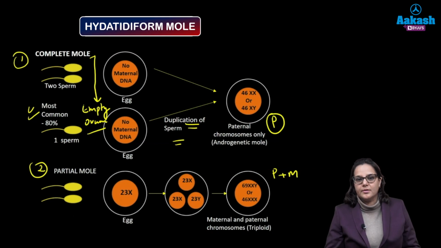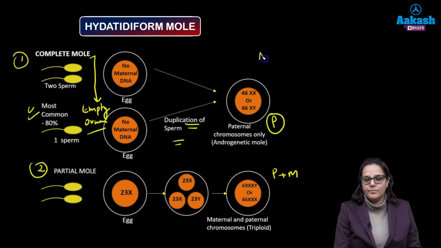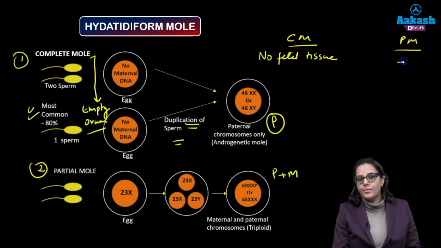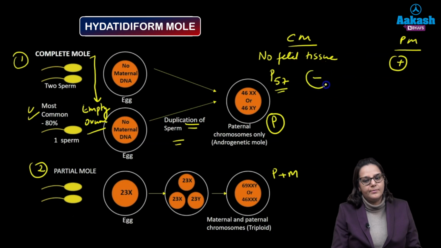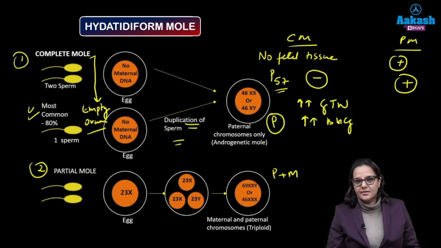Now there are some points to note over here. Since the complete mole is only of paternal origin, there will be no fetus formed. So no fetal tissue will be present in the complete mole, whereas in the partial mole, fetal tissue might be present. There is another stain, the P57 stain. It stains positive only when the maternal chromosome is present. So it will be negative in a complete mole, while it will be positive for a partial mole. Third, in complete mole there are increased chances of getting converted into a gestational trophoblastic neoplasia. The beta HCG will be at much higher levels in the complete mole.